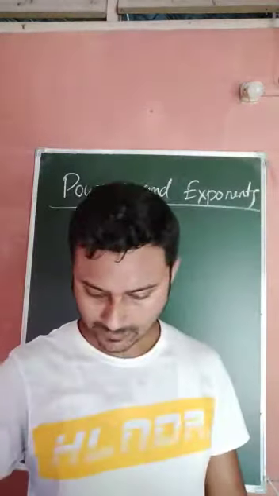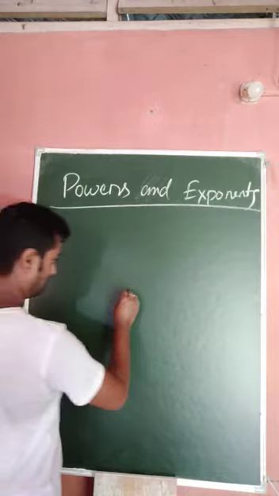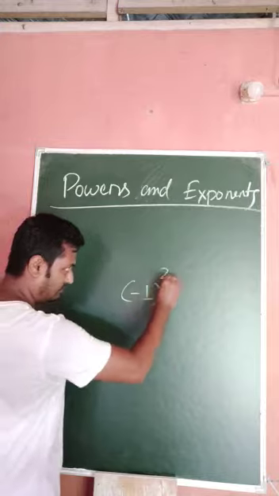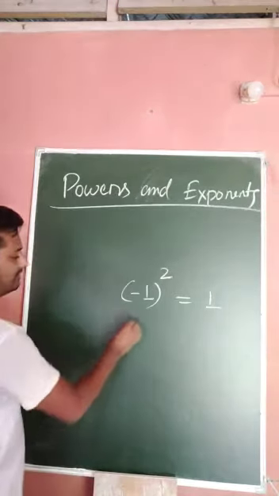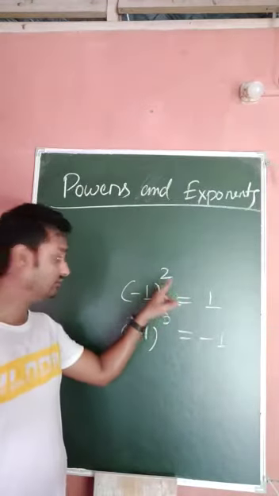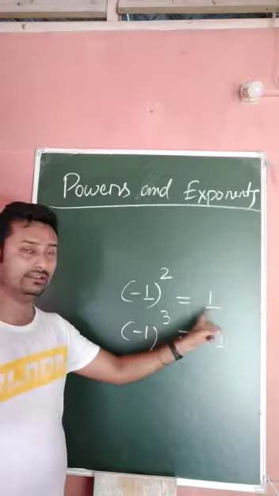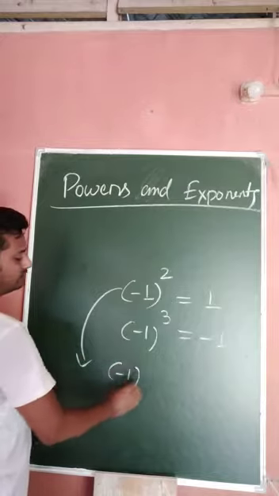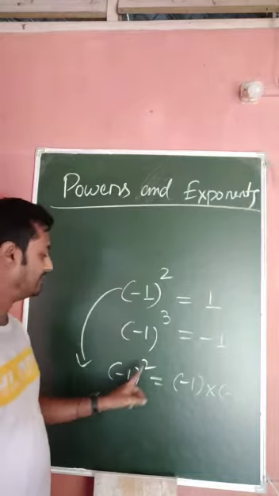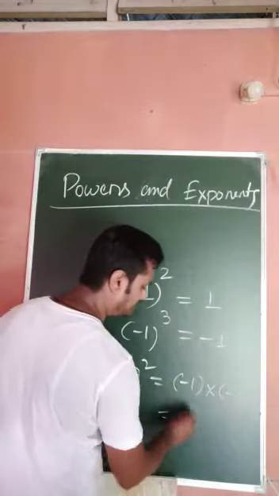One thing you just learn. Suppose there is a negative number, -1 whole to the power 2, it will be 1, but -1 whole to the power 3, it will be -1. -1 to the power 2 means what? -1 into -1. Already we learned that number and power means that number multiplied this number of times. So -1 into -1, minus into minus becomes plus, the value will be 1.